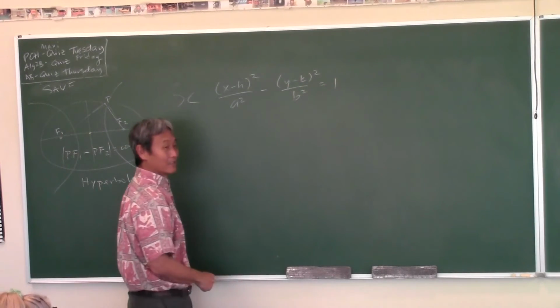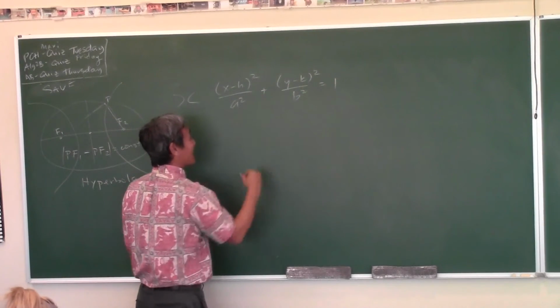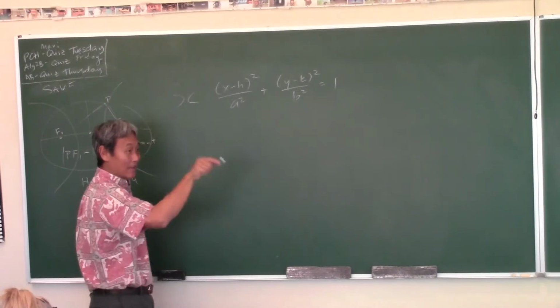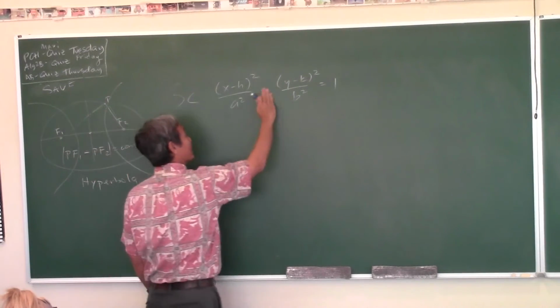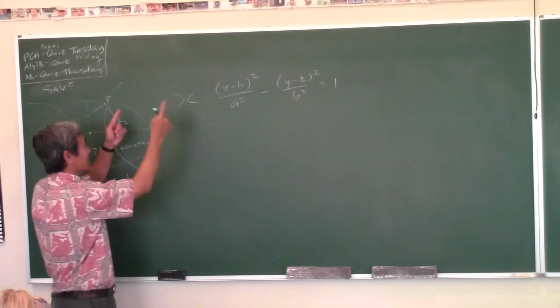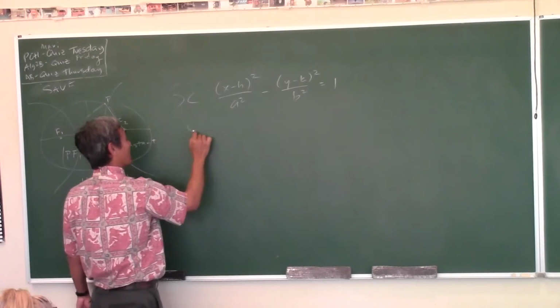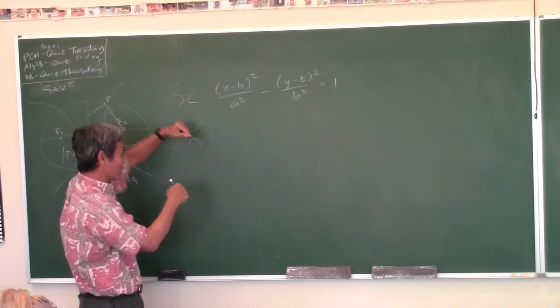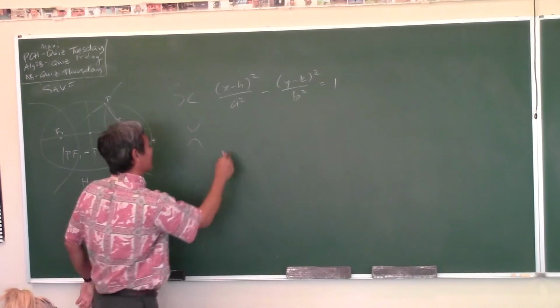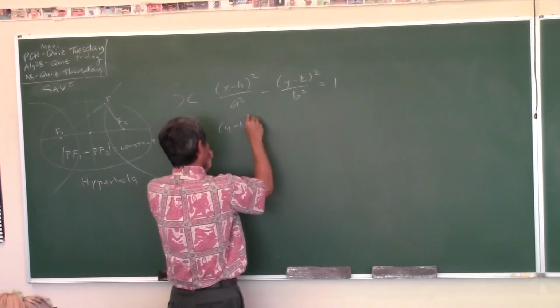Like that. See, if it was a plus sign, that would be an ellipse, a left-right ellipse, right? But if you put a minus in between, what you get is a left-right hyperbola. Now, if the hyperbola is going to open up and down, in other words, the 2 foci are this way, then the equation looks like this.